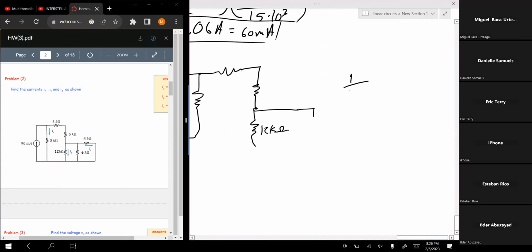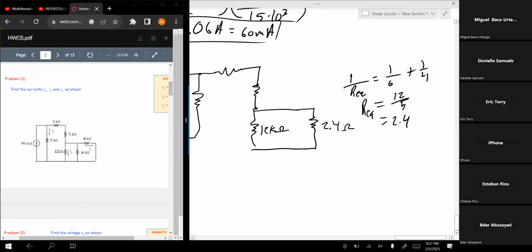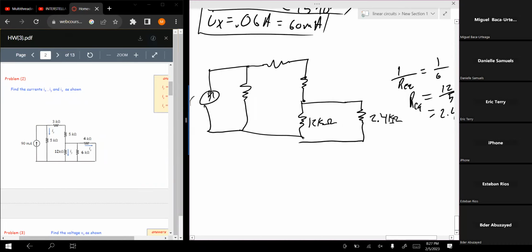All right, so we have 1 over R equivalent here. So we're going to say 1 over 6 plus 1 over 4. Let's punch it into the calculator. 1 over 6 plus 1 over 4. This is going to be 12 over 5 for R equivalent, and that's just going to be 2.4. So this is going to be a 2.4 kilo ohm resistor on the right side of this equation. Is that fair? If anyone got a different number, let me know.